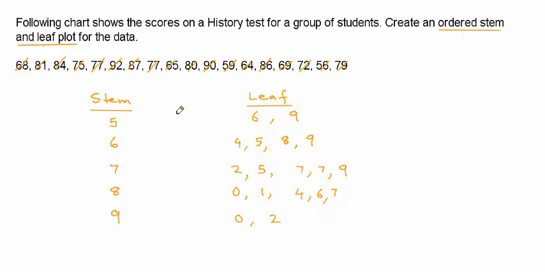And now if you look at this ordered stem and leaf plot, ordered because the units digits are ordered from smallest to largest, it becomes much easier to answer questions like if there were more scores in the 70s than in the 80s, or the other way around.